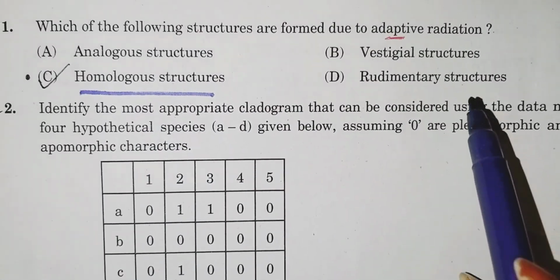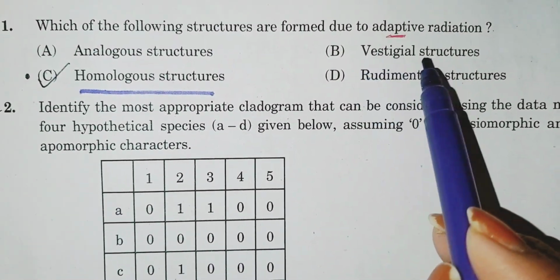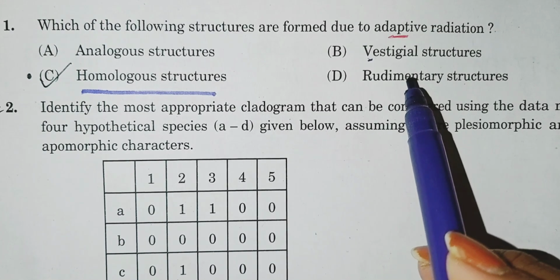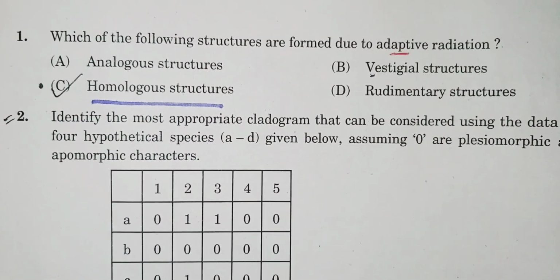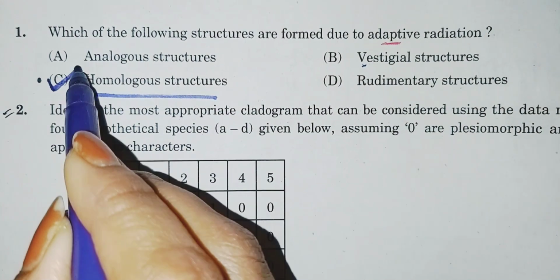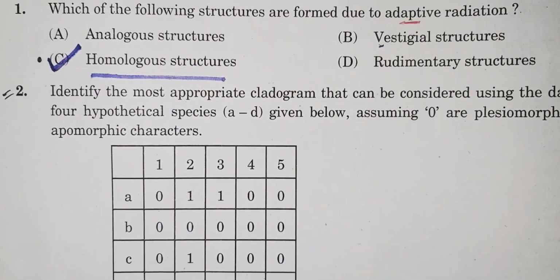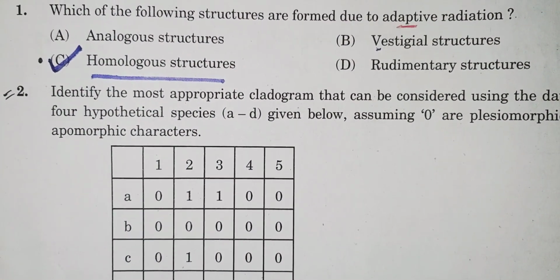Here you see vestigial characters. Vestigial characters and rudimentary characters don't fit here in any way. So our correct option is option C, homologous structures.